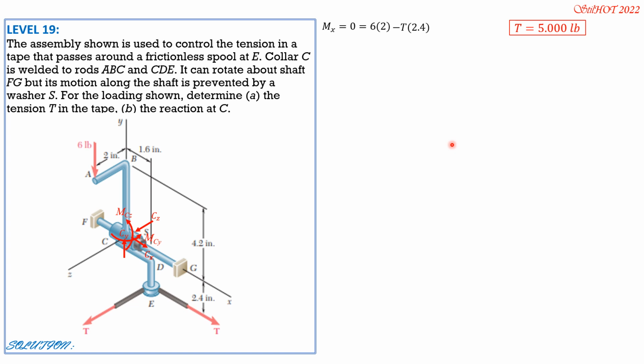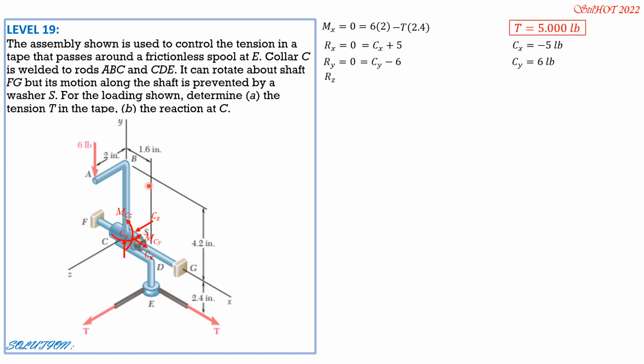Then to solve for Cx, summation of forces in X, or Rx, equals 0. Then it is Cx plus 5 equals 0, no more. So Cx is negative 5. Ry equals 0 equals Cy minus 6. So Cy equals 6 pounds.